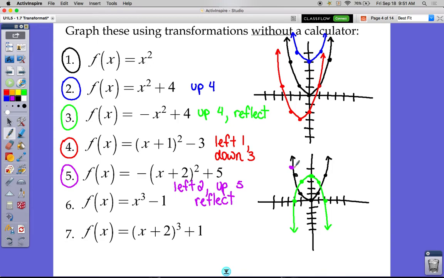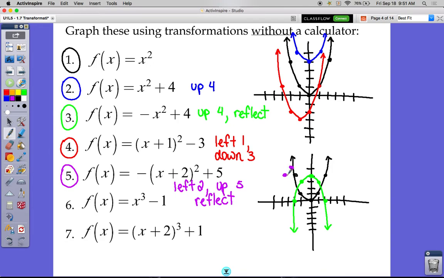Kind of missed on that one. That's, again, an estimated graph. We're okay with that. Then for my negative 1, it's going to reflect, so positive 1 becomes negative 1. It's going to go to the left 2 spots, and then up 1, 2, 3, 4, 5.